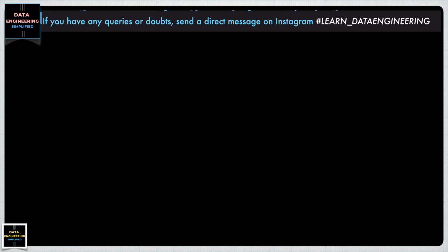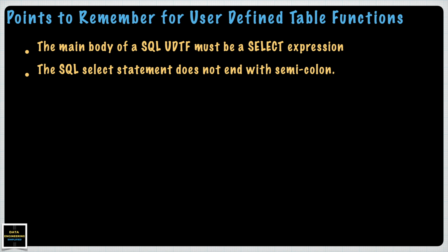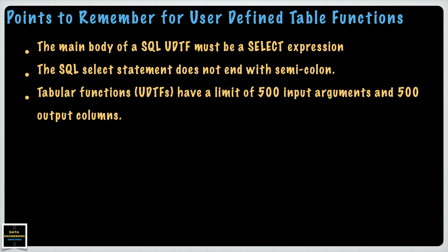Important points to remember for table functions. The main body of a SQL user-defined table function must be a select expression. The SQL select statement does not end with a semicolon, as we have seen even in a scalar function. Tabular functions, UDTFs, have a limit of 500 input arguments and 500 output columns. Very, very important thing to remember. In many projects, we have seen 500, 600 and 700 columns. So make sure that if you are trying to fetch a lot of columns from a user-defined table function, this is one of the limitations.